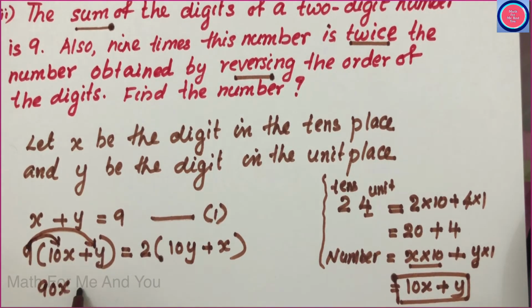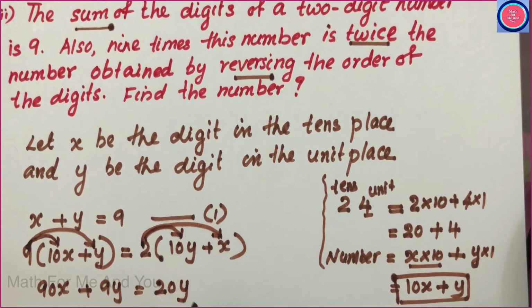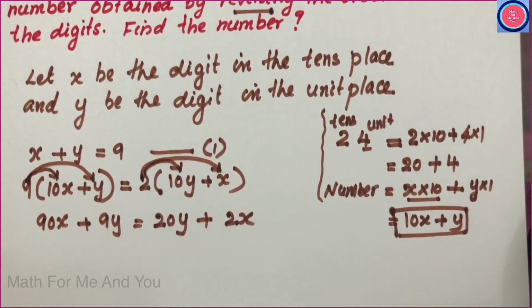90x. 9 times y is 9y, plus 9y is equal to 2 times 10y, it is 20y, plus 2 times x, 2x. Next we will collect the similar terms on one side. 90x, also 2x on the right side, we will collect on the same side. 90x, then 2x comes on the left side as minus 2x.